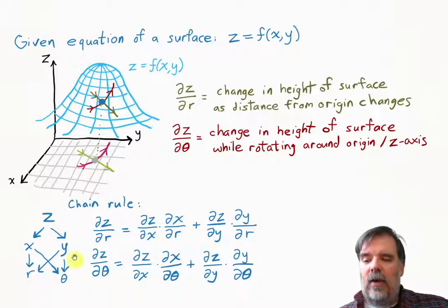We have this diagram which shows how each variable depends on others. z depends on x and y. Each of x and y depend on each of r and theta. So we have these two chain rules. dz dr is equal to dz dx times dx dr plus dz dy times dy dr. The dz d theta partial derivative can be calculated as dz dx times dx d theta plus dz dy times dy d theta.